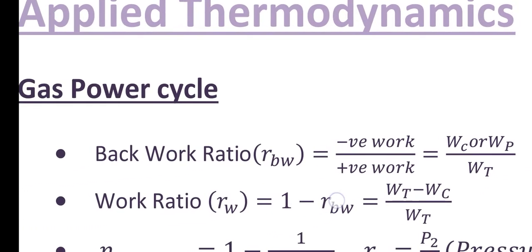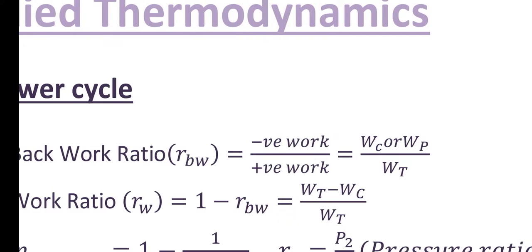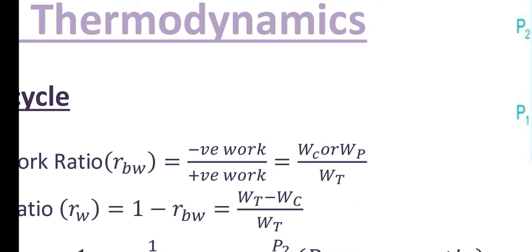Now we come to the formulas. The first one is the back work ratio. It is given as the ratio of negative work by positive work. Here the negative work means the work which is given to the system. In a gas cycle we have a compressor, so we have to provide work to the compressor, so the negative work will be WC. In case of a steam power plant, a pump is used, so WP, divided by the positive work, which is the turbine work, because the work we get out of the system is taken as positive, hence WT.